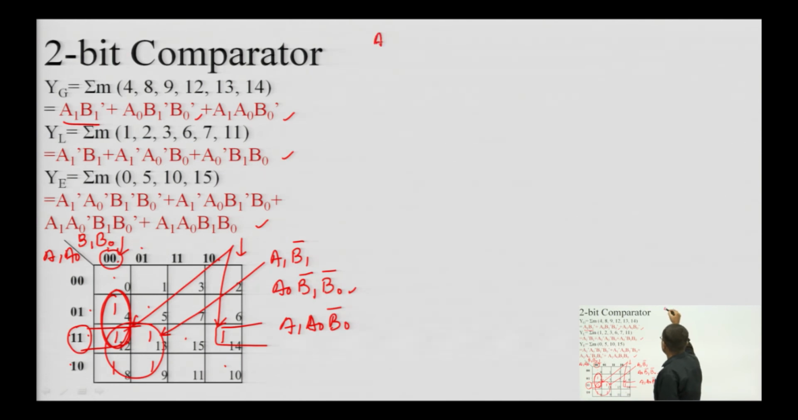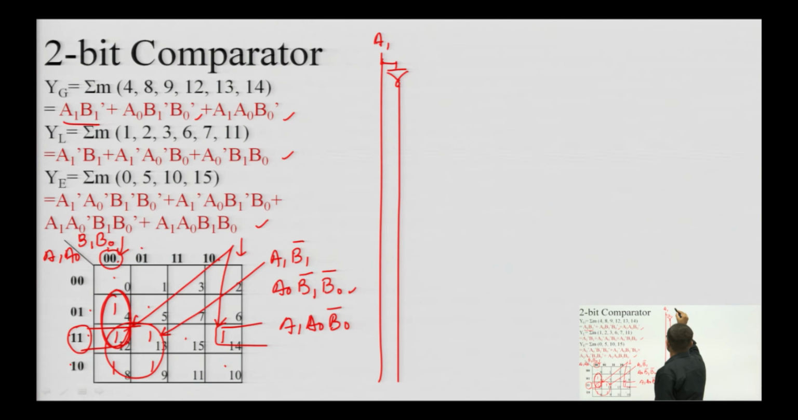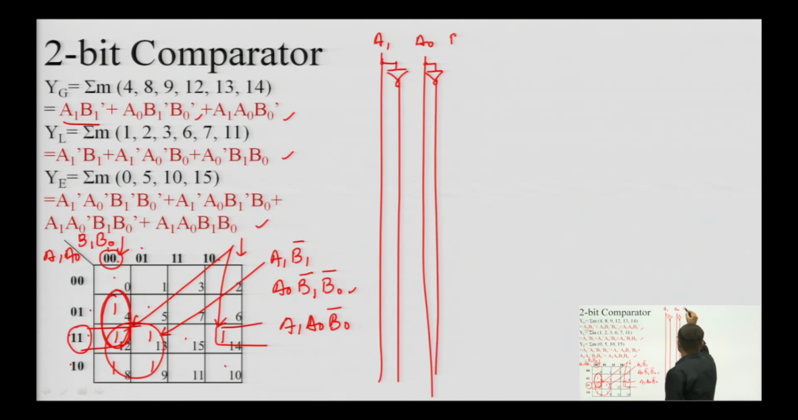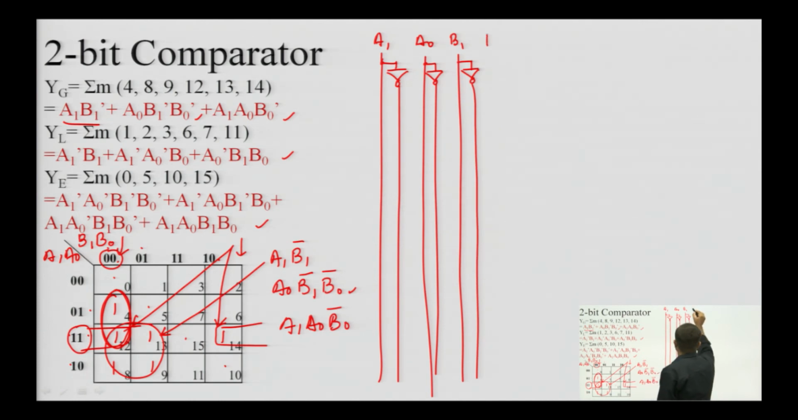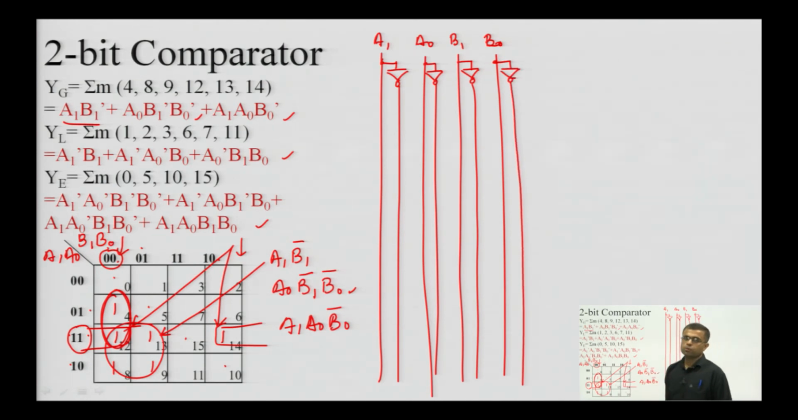So, there is variable A 1, a NOT gate is going to be used for it. Similarly, there is a variable A naught, similarly B 1, and B naught. Okay. So, we can start generating the products, and those products can be added together later on to generate the final sum, or we can say the final output.